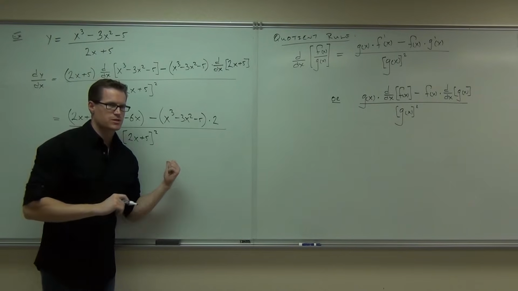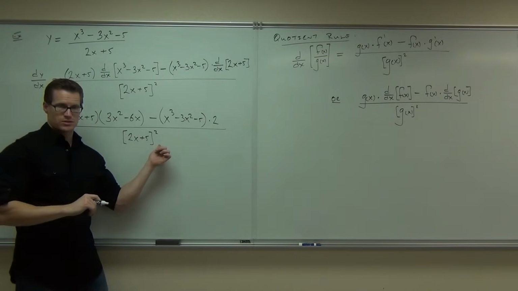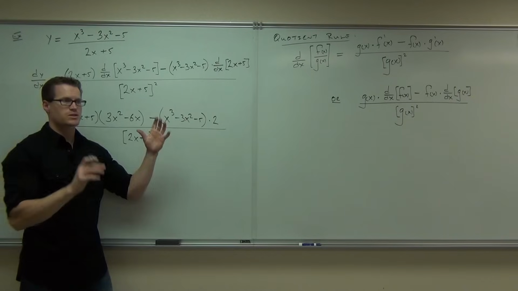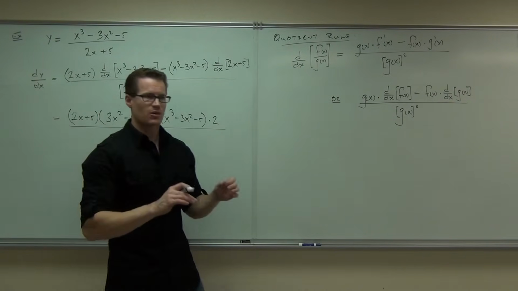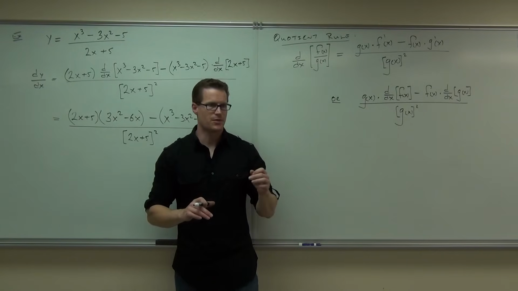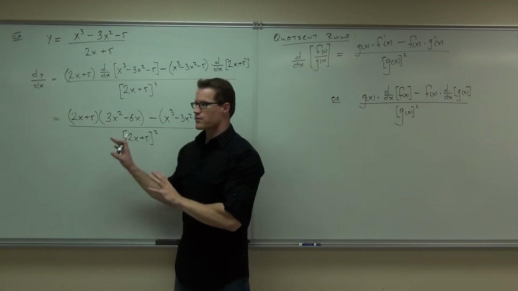Rarely will you distribute this. This one, yes. We'll distribute this and we'll combine them. Rarely will you distribute that. And the reason is, if you can simplify it, you will. You'll try to simplify that thing, and it's already factored for you very nicely.